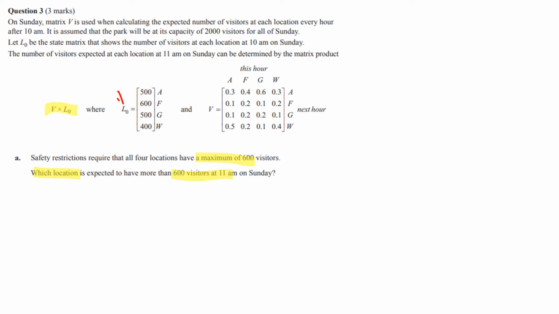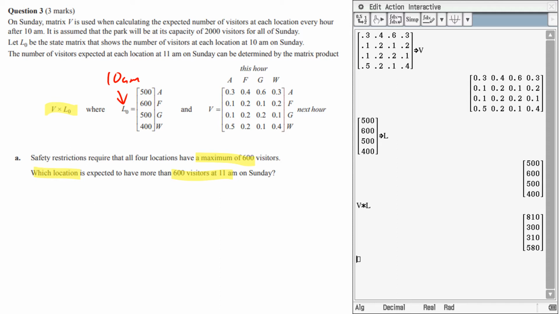Obviously, this represents 10 a.m. So we're basically looking for V times L naught. And if you do that, you'll get this equation here. There's V, there's L. V times L gives us this. And if we label them up, that's A, F, G, W. Looks like it's A, and A is for Air World. And that got you the mark.